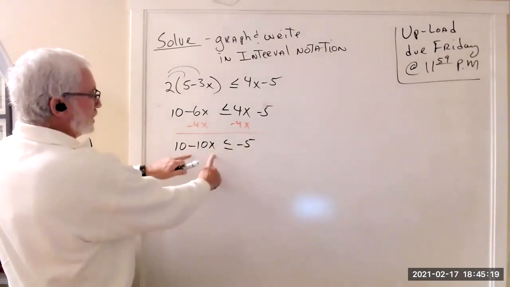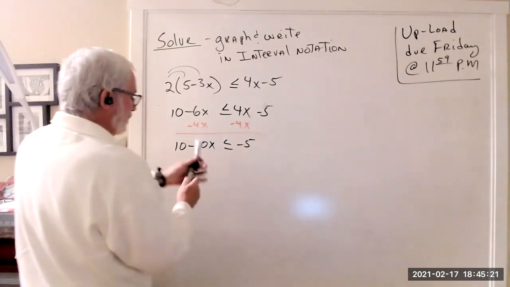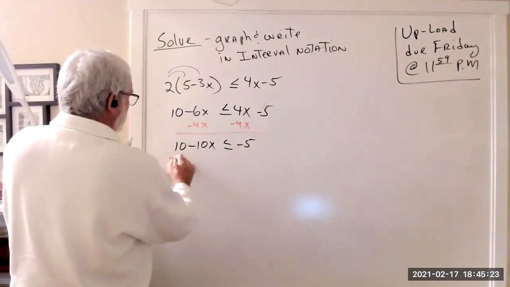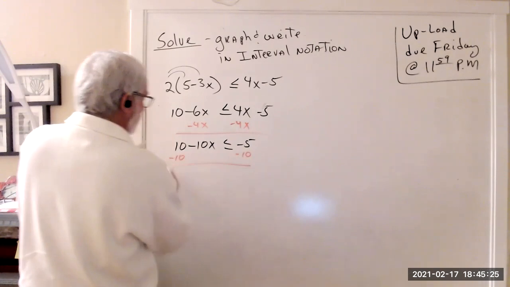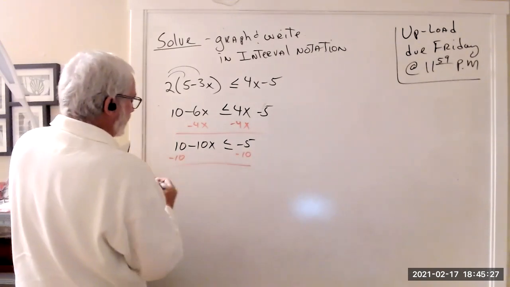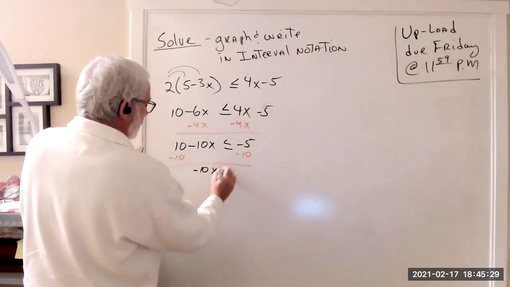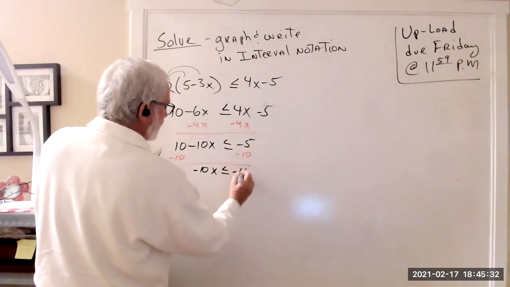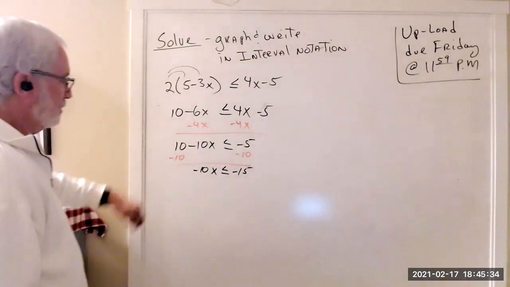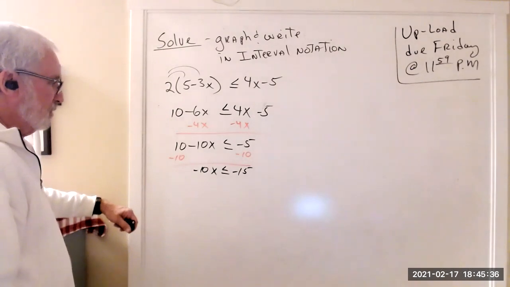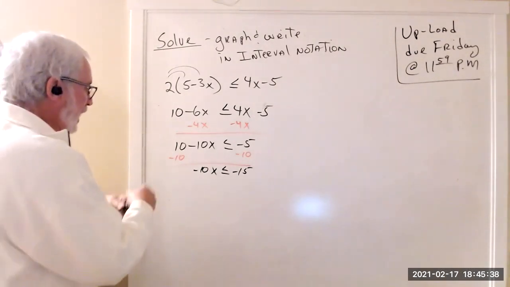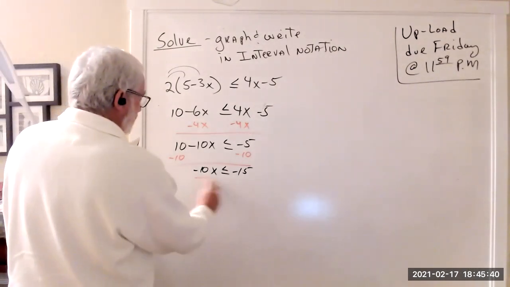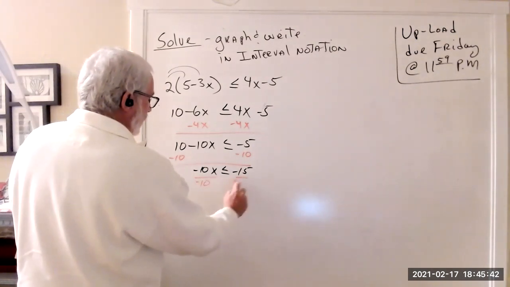Now I've got all my x's on the left, so I want to move all my numbers to the right. So I'm going to minus 10 from both sides. That's going to give me negative 10x less than or equal to negative 15. Okay. I want to get x alone, so I'm going to divide both sides by negative 10.